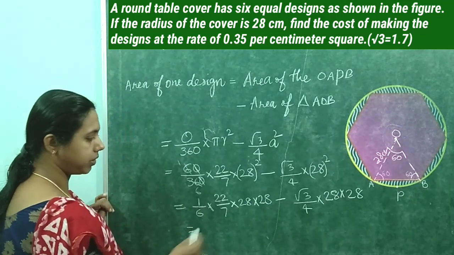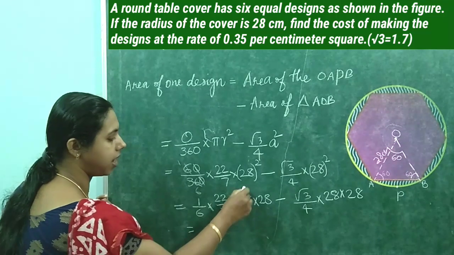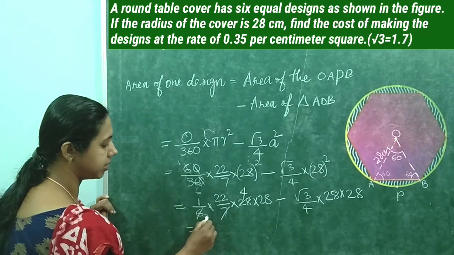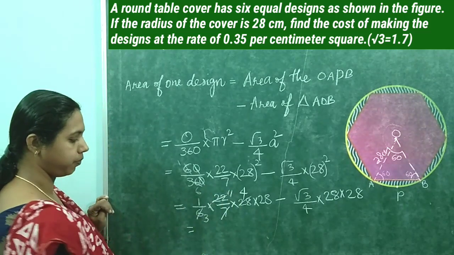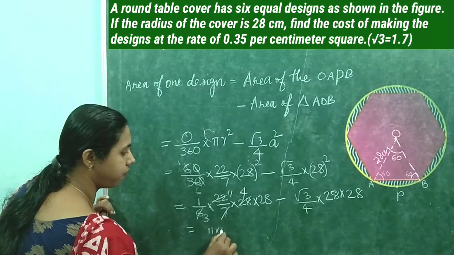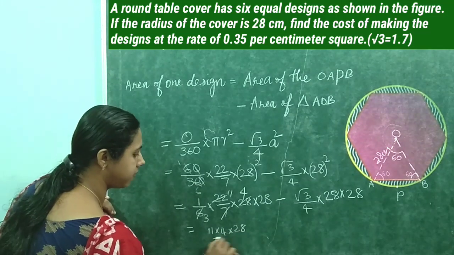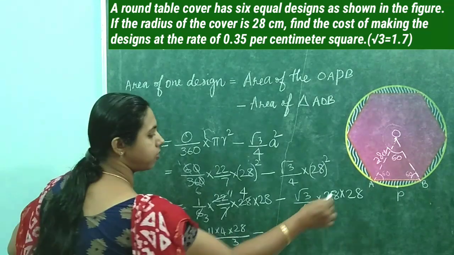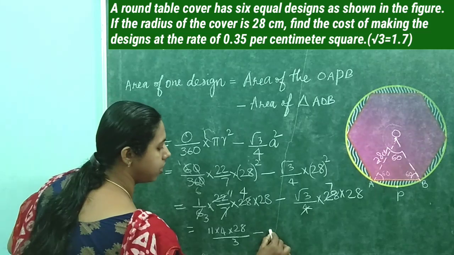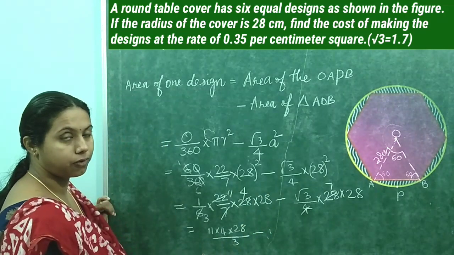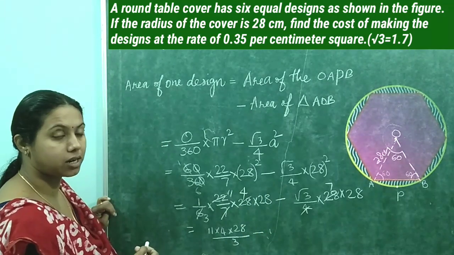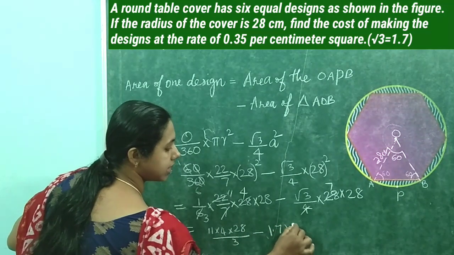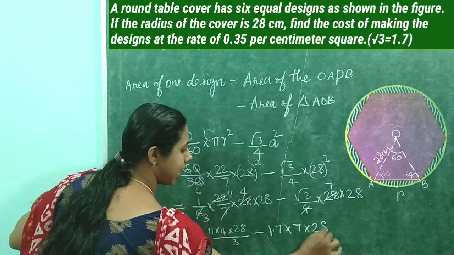That is equal to, you can cancel here. 7 4s are 28 and 2 is a common factor, so here it is 3 and here it is 11. So 11 into 4 into 28 divided by 3 minus, here 4 7s are 28. So for root 3, we can substitute the value of root 3 that is given for you. Use root 3 is equal to 1.7.